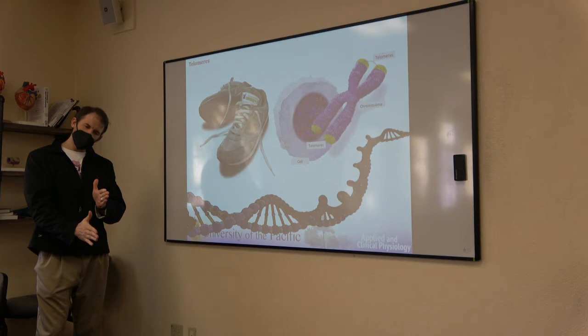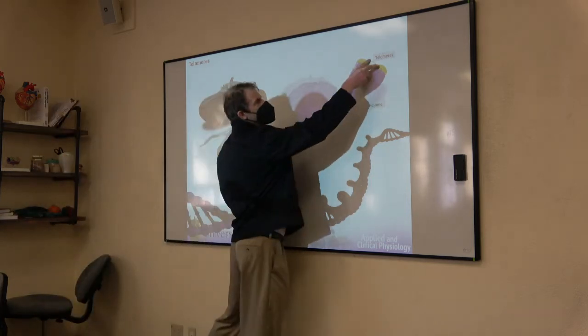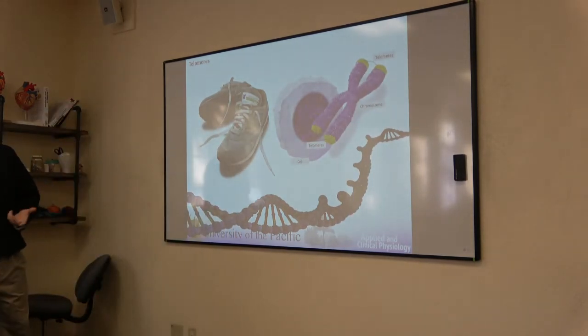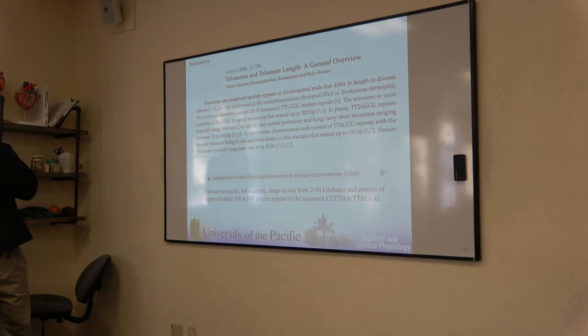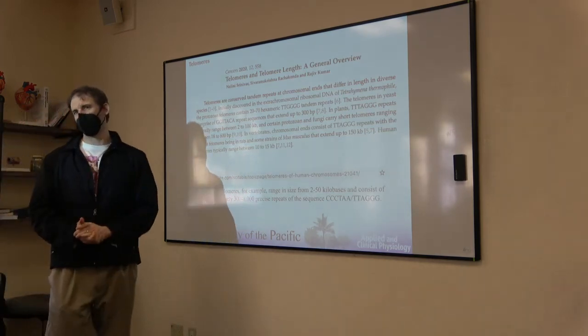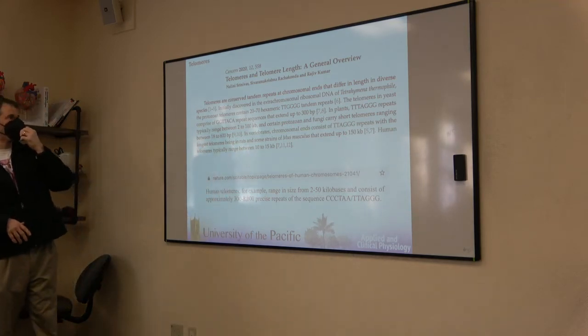They get shortened every time the cell divides. So right here, at the ends of a chromosome, you're seeing those telomeres. And they keep shortening and shortening until you can no longer divide that cell. Or apoptosis happens, right? Either you can't divide or apoptosis.